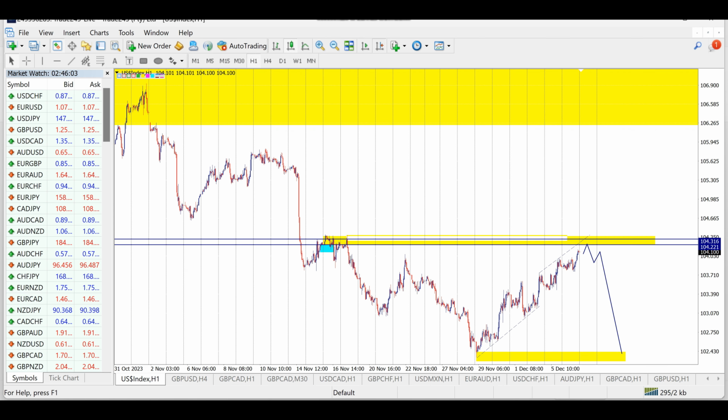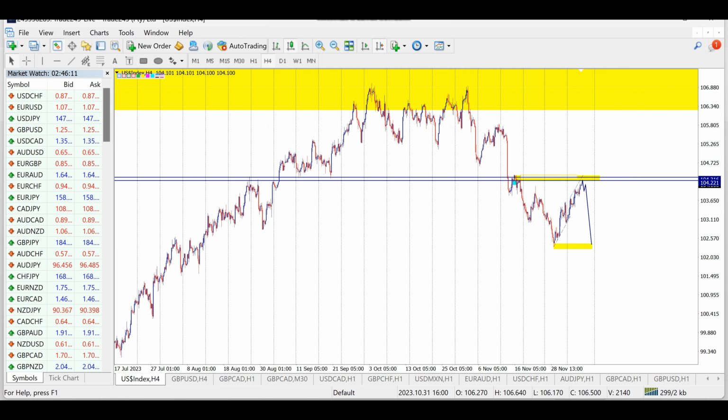There's NFP this week, so you need to make sure that you trade carefully, because anything can happen. But we're just following market structure and order flow.